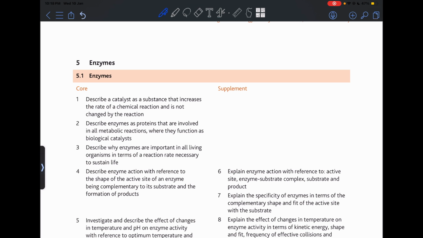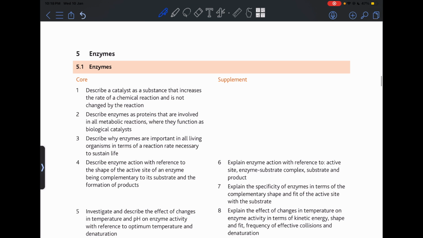Enzymes, this is chapter 5. For the core students, you have to describe a catalyst as a substance that increases the rate of a chemical reaction and is not changed by the reaction. What does that mean? It means that a catalyst, like an enzyme, is not changed by the reaction. It is not used up. It stays in the same quantity and it's not changed.